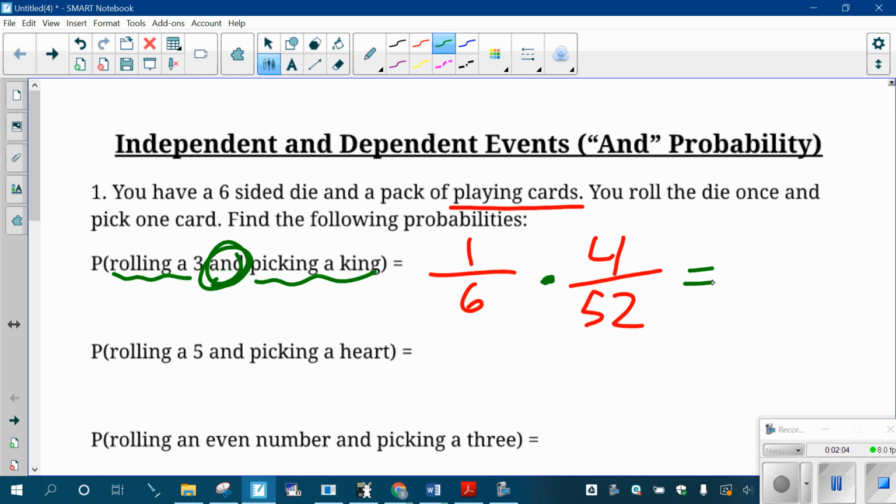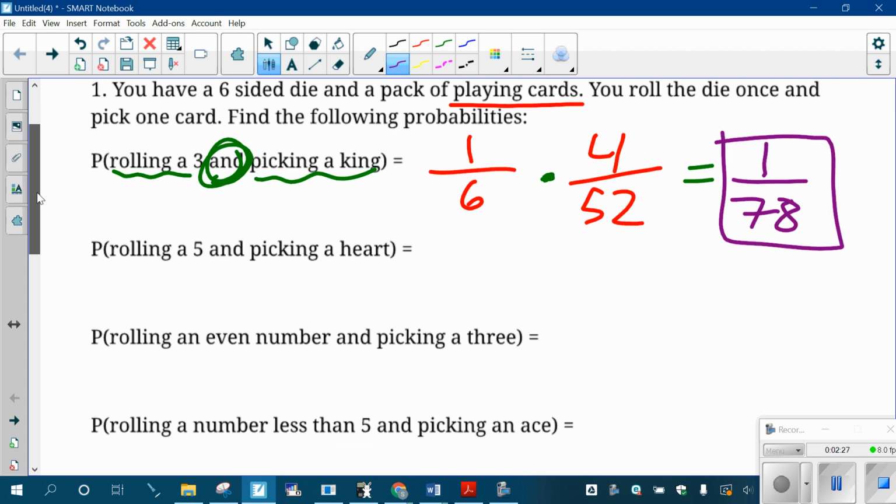So let's set that in our calculator real quick. We can just use our math enter. So 1 divided by 6 times 4 divided by 52. Hit math enter. It's kind of nice to spit out your answer as a fraction. 1 out of 78. So there's a 1 in 78 chance that those two things happen.